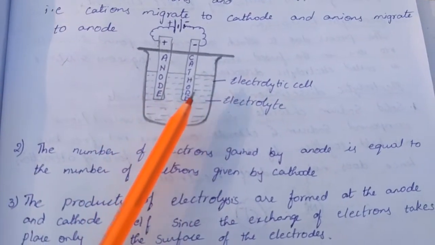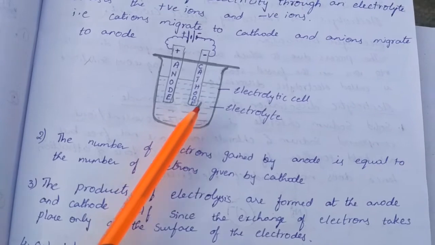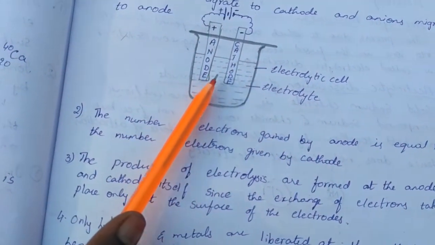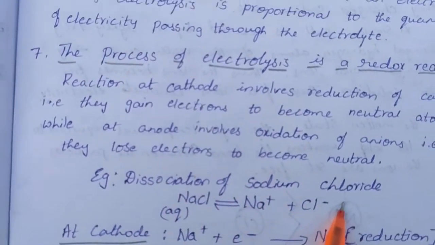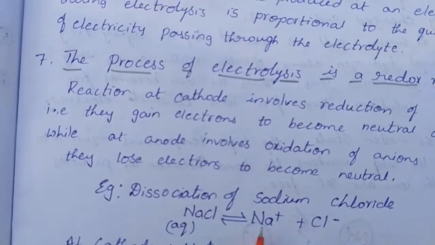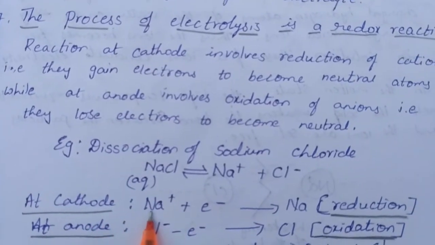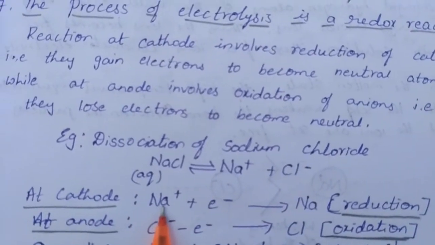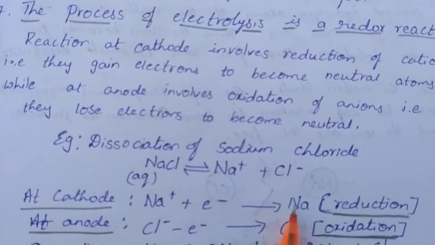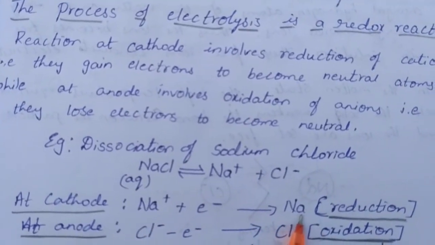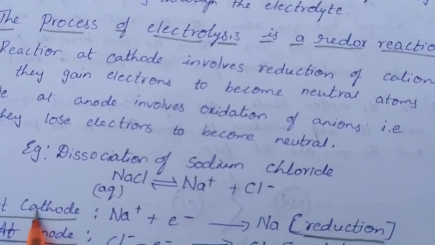So both oxidation as well as reduction take place in the same reaction, so we can say that it is a redox reaction. Let us see the equations. Here, dissociation of sodium chloride: sodium chloride on dissociation gives rise to sodium ions and chloride ions. At the cathode, sodium, as it is a cation, comes towards the cathode and adds one electron so that it becomes a sodium atom. The addition of an electron is called reduction. So reduction takes place at the cathode.